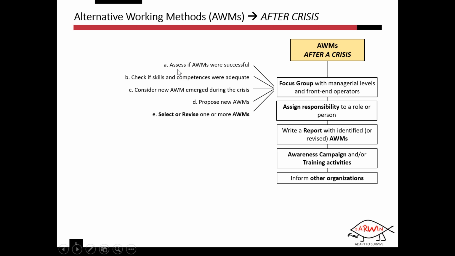So essentially, you have to assess if an alternative working method was successful when used. You have to check if the skills and competencies were adequate, the skills of people to use this method. You have to consider if, as the crisis was evolving, there were new alternative working methods that emerged during the crisis that are worth considering for possible similar events in future.